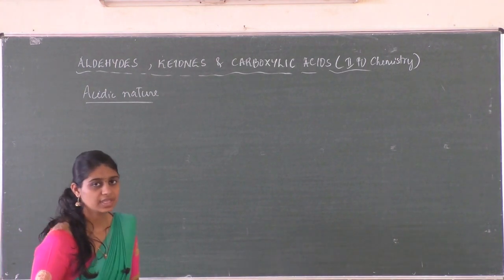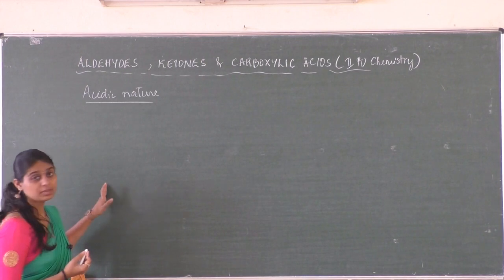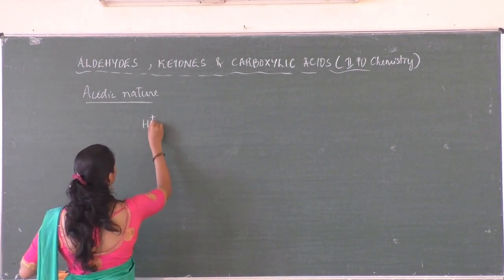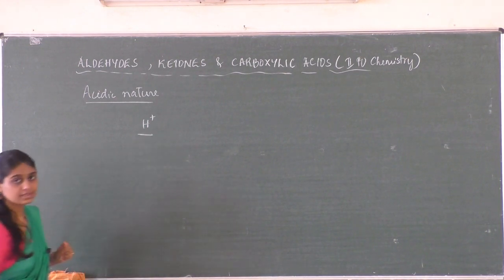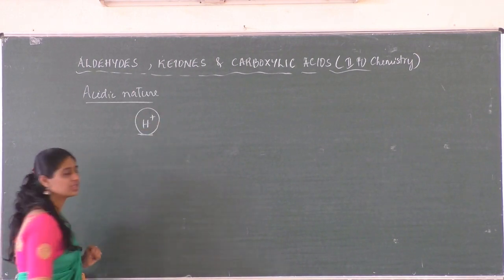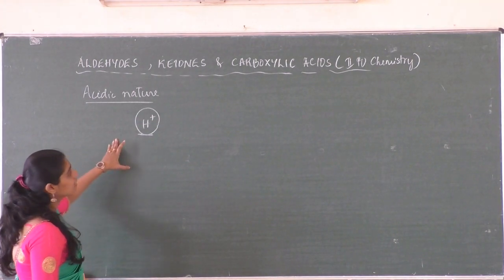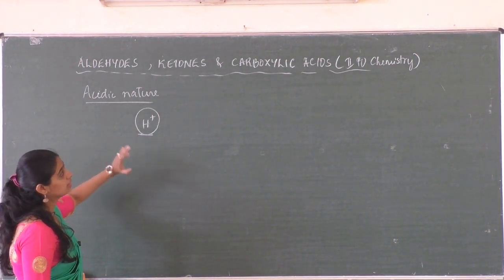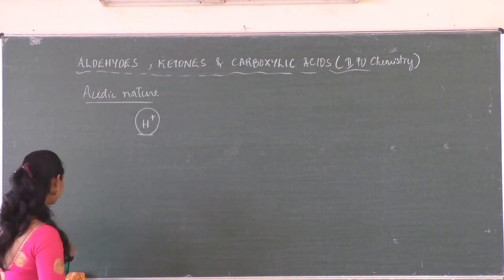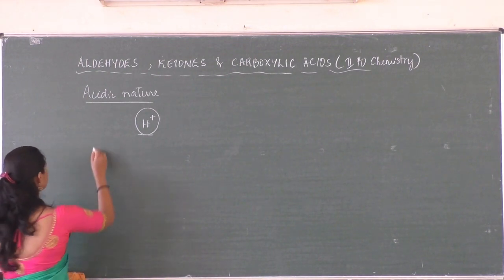If any substance is to be called an acid, that means it tends to give H plus ion when it is dissolved in water. In general, substances which tend to donate H plus ions are termed as acids. So let us take the example and compare the acidic character of alcohol, carboxylic acid and phenol. Let us take alcohol, that is ROH.